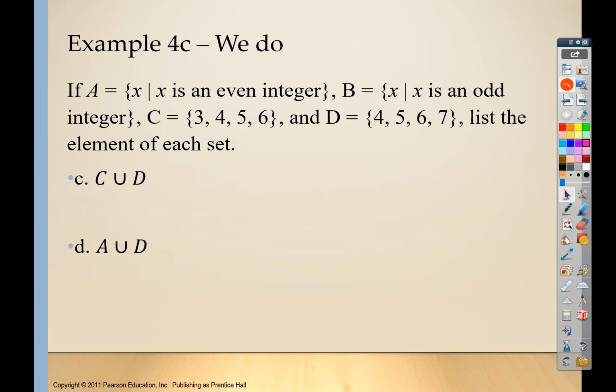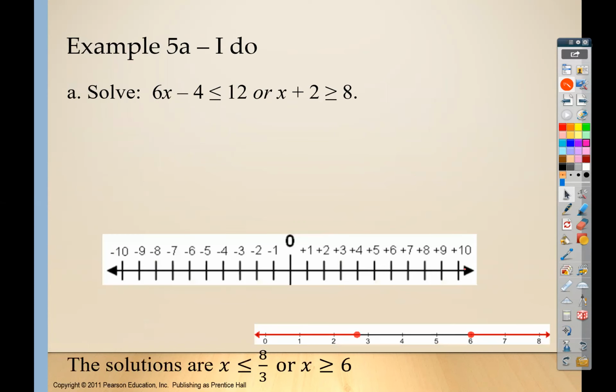Okay, so you try this one. And all the numbers in C and D are 3, 4, 5, 6, and 7. And all the numbers in A and D are all even numbers, and then 5 and 7. Notice you don't have to list 4 and 6 again, because those are already included in the even integers.